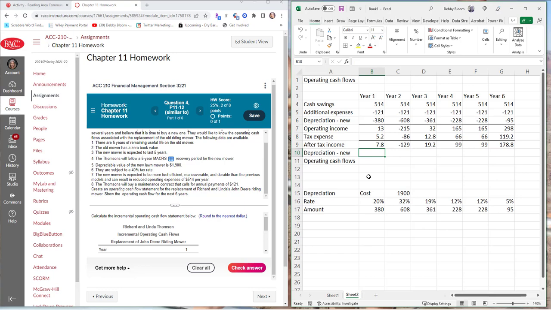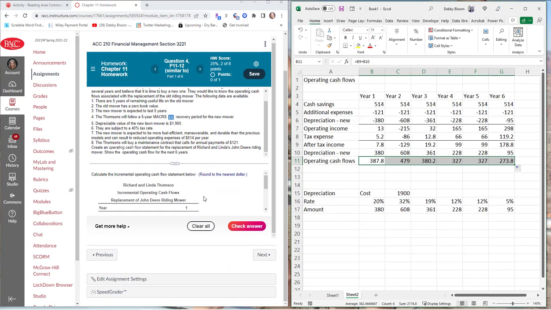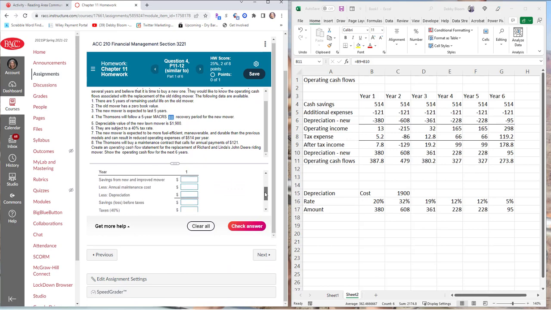Now all we have to do is add back the depreciation expense. So all I'm going to do is make a reference to the same depreciation that we calculated. And now all we have to do is add the after-tax income to the depreciation to get our operating cash flows each year. So now that we have the 6 years, let's put in the information.